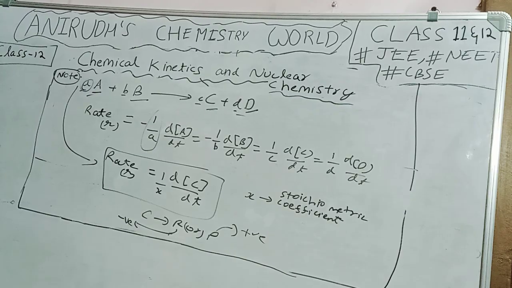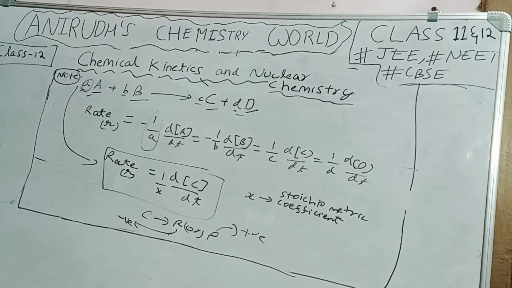This is a basic thing you need to understand. Based on this rate, how the rate is expressed in terms of reactant, how it is expressed in terms of product, how the rate can be expressed instantaneously, how it is expressed as average rate, and how it is expressed if there is a stoichiometric coefficient. These are the key points. These 5 key points you need to understand.